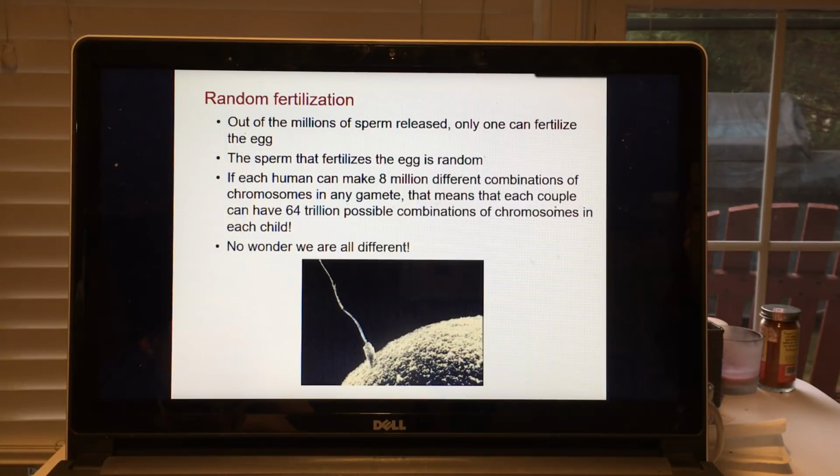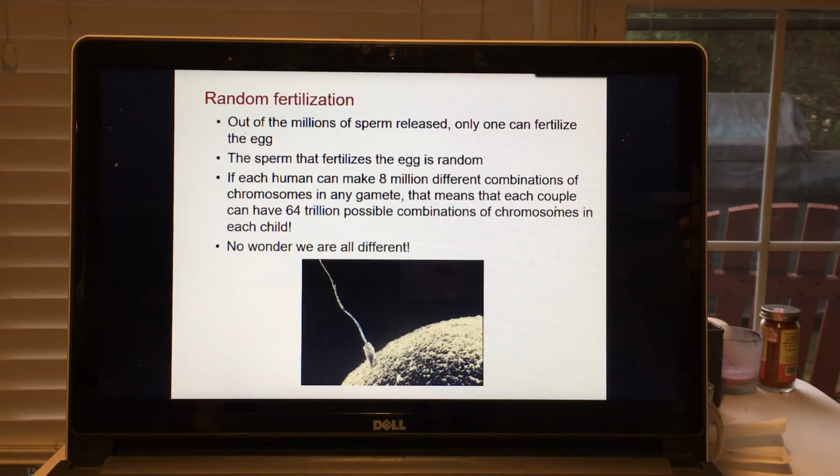Now, earlier we talked about all the different possible combinations of chromosomes that you can get due to random assortment of homologous chromosomes, but now you've got two parents. And if you have 8 million different combinations of chromosomes in each parent, if you want to know all the different possible combinations that each couple can produce, you have to take 8 million times 8 million. And that roughly ends up being about 64 trillion possible combinations of chromosomes. So we are all different.